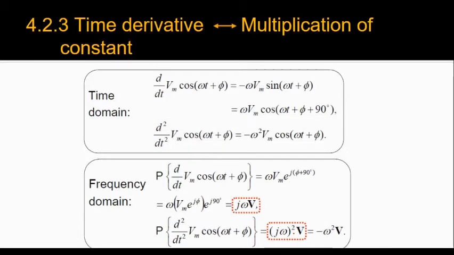4.2.3 is the time derivative or multiplication. This is how you change the first derivative and second order derivative of the function. For the frequency domain, you get j omega V, and if you have a second order differential equation for Vm cos omega t, you will have j omega squared V, which gives you minus omega squared.